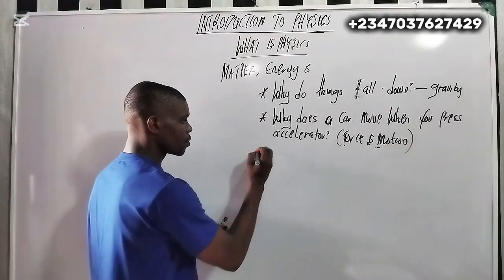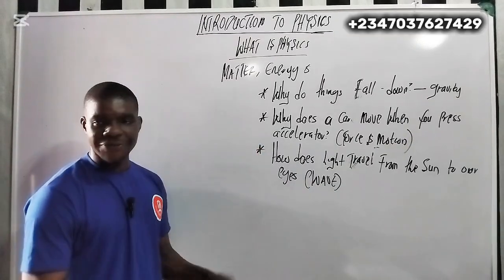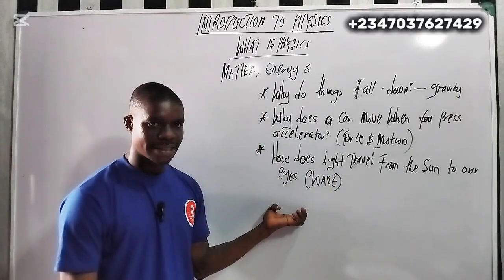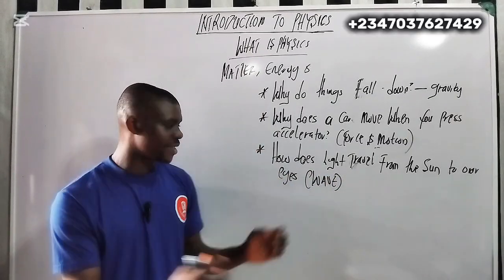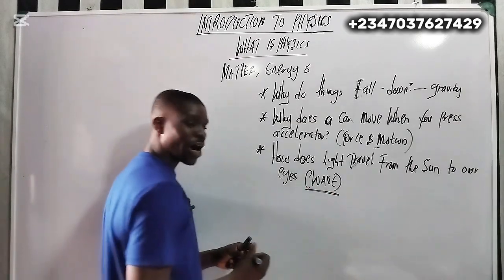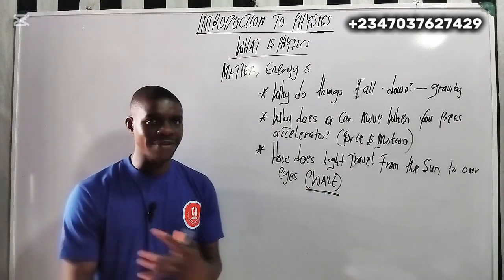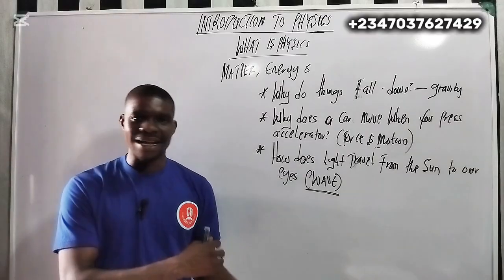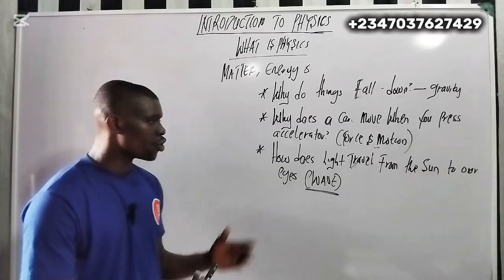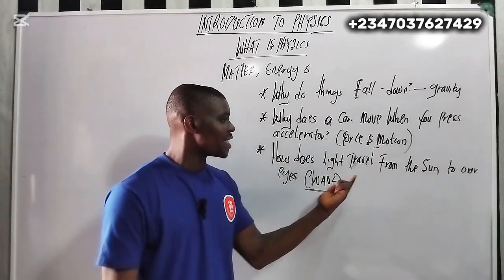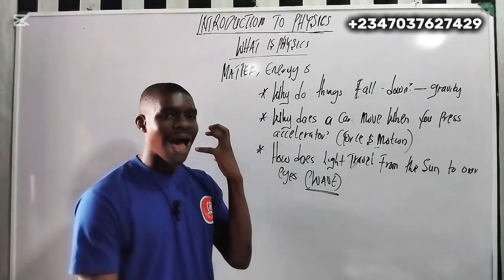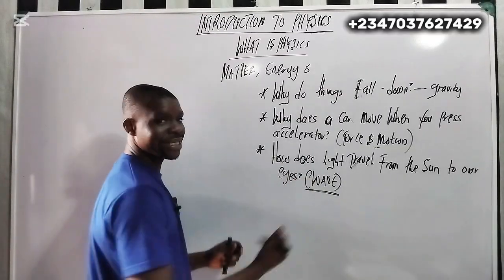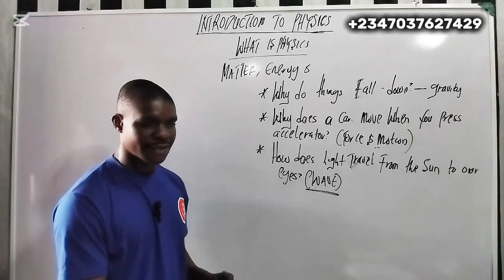Now the next question physics answers is: how does light travel from the sun to our eyes? The concept in physics that explains this is called waves. You want to look at what a wave is, different types of waves, refraction of light waves, and the rest. So the concept of how light travels from the sun to your eyes is called wave. This is what you need to understand. That is why physics is very, very important.